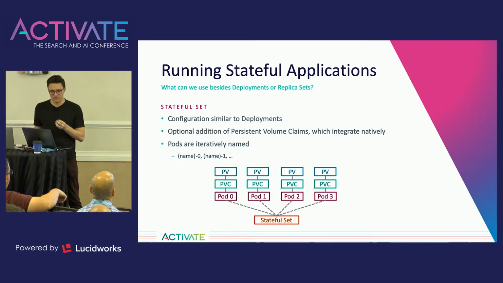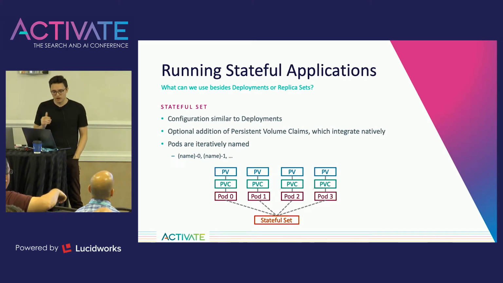So if you're using just a deployment and you give it a persistent volume claim, that will map one persistent volume to all of the pods that come from your deployment. Stateful sets let you have individual data for each of the pods that you're running, which is very nice when you're running applications like Solr, where the data is different on each of the pods that's running within the SolrCloud. And also pods are iteratively named, so the first one will be pod 0, pod 1, etc.